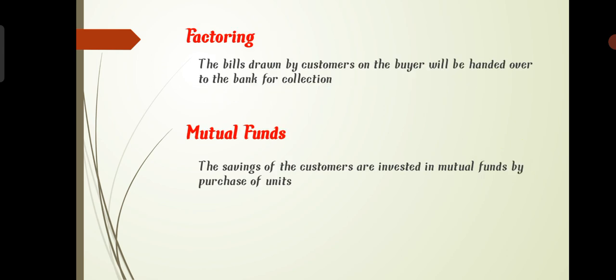Factoring. Commercial banks in India are undertaking factoring business. Under this, the bills drawn by customers on the buyer will be handed over to the banks for collection. The bank will pay 80% of the value of the bill to the customers and the balance 20% will be paid after realizing the bill from the buyer. For this purpose, the bank will be paid a factoring commission. SBI and Canara Bank were the two banks which initially started factoring business. Other banks are now undertaking factoring businesses.